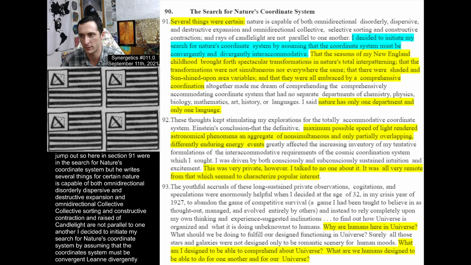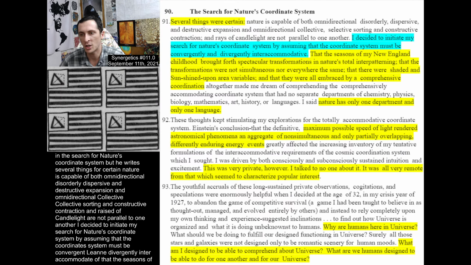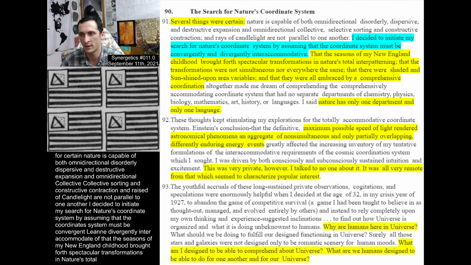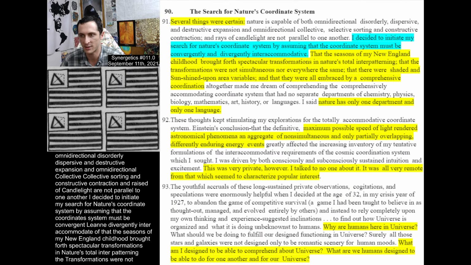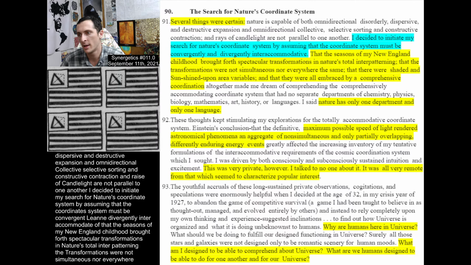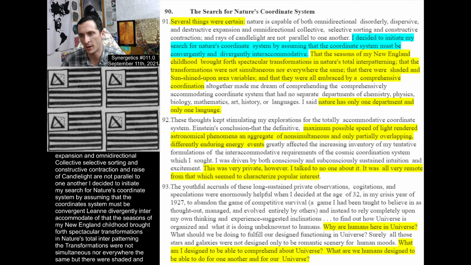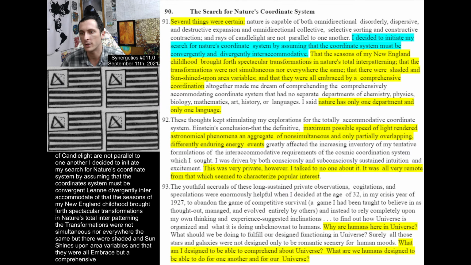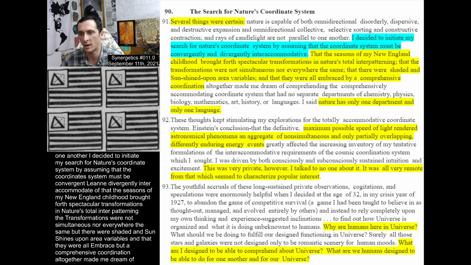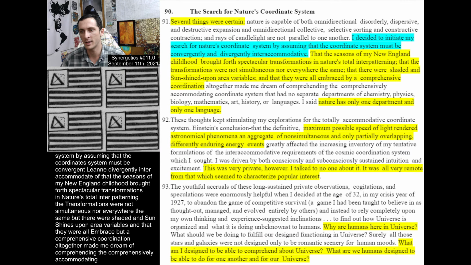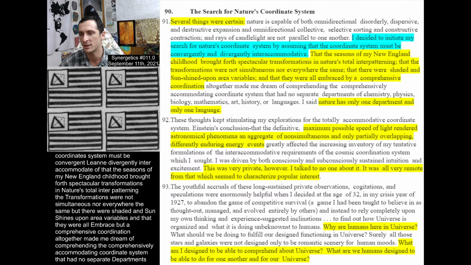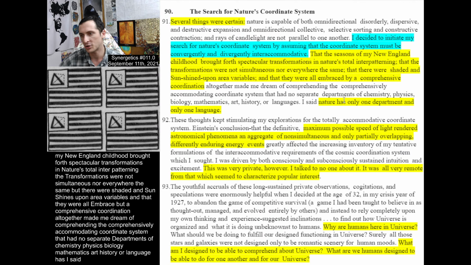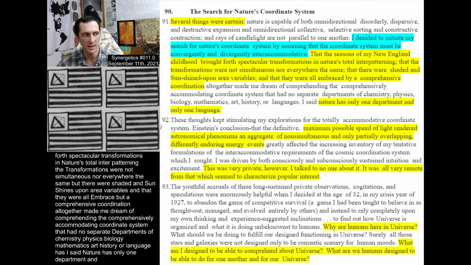divergently interaccommodative. That the seasons of my New England childhood brought forth spectacular transformations in nature's total interpatterning, that the transformations were not simultaneous, nor everywhere the same, that there were shaded and sun-shined upon area variables, and that they were all embraced by a comprehensive coordination altogether made me dream of comprehending the comprehensively accommodating coordinate system that had no separate departments of chemistry, physics, biology, mathematics, art, history, or languages. I said, nature has only one department and only one language.